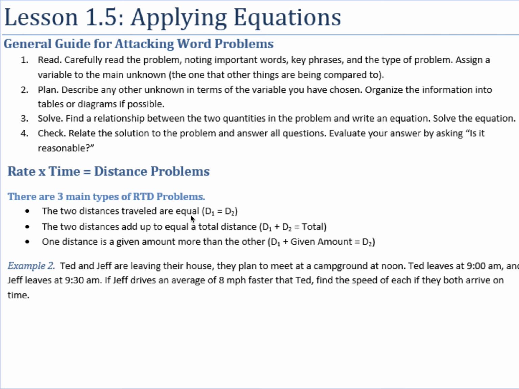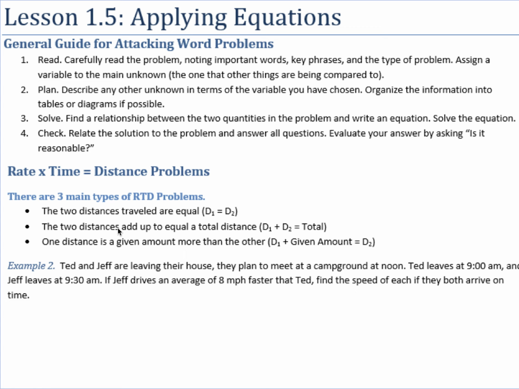Sometimes the distances traveled are equal, so your first distance will equal your second distance. That happens if you're going somewhere and then going back, or if they say the distances are the same, but a lot of times you'll see as this person goes to the park and then they return, or actually in the example we'll look at, the 2 people are starting at the same place and going to the same place, so the distances would be equal.